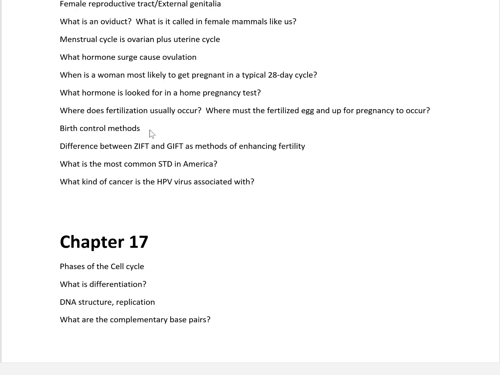You have IUDs. What they can do is irritate the uterus, which keeps fertilization or implantation from occurring. Some of them actually have chemicals in them as well, so they can be a chemical and physical form of birth control. You've got injections and contraceptive patches and birth control pills. They all influence hormone levels.